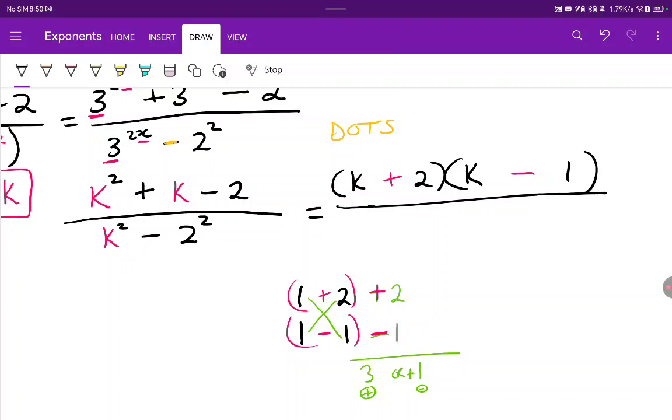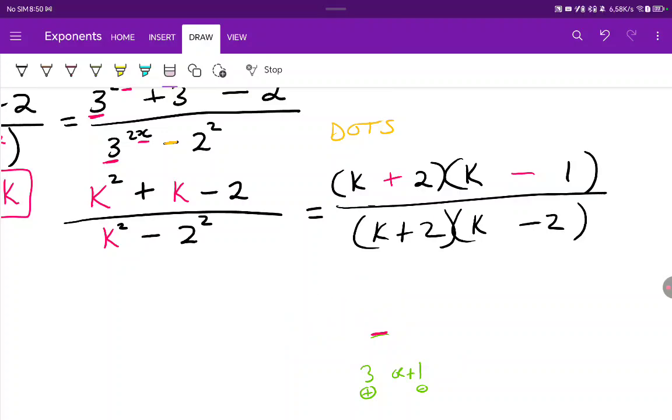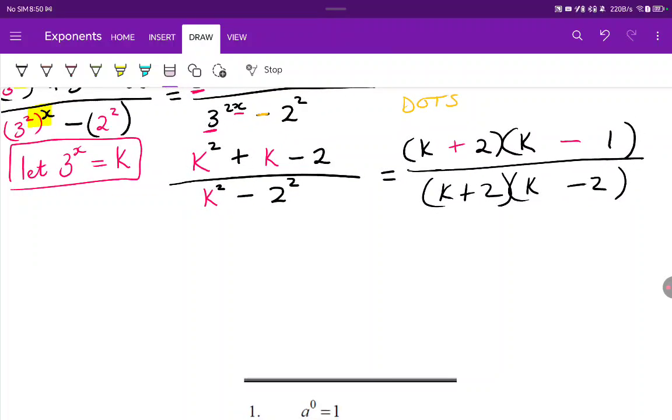My denominator, we're doing difference of two squares. Difference of two squares is two brackets with a plus and a minus. K over here, 2 over here, 2 over here. I am happy with that. All good. Next up, I have simplified, but I need to go back. Remember where I said let 3 to the power of x equal K? Now I'm going to go back and change K back to 3 to the power of x. That's what we're going to do now.